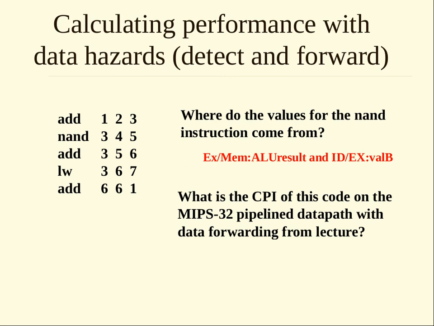Wait, why wouldn't the first one take longer? 7? Because you have to get the 3 from the AND. Because you're able to forward. You can forward that because we have forwarding, detect and forward. Oh, so you're able to forward that. So that completes the end of cycle 6.